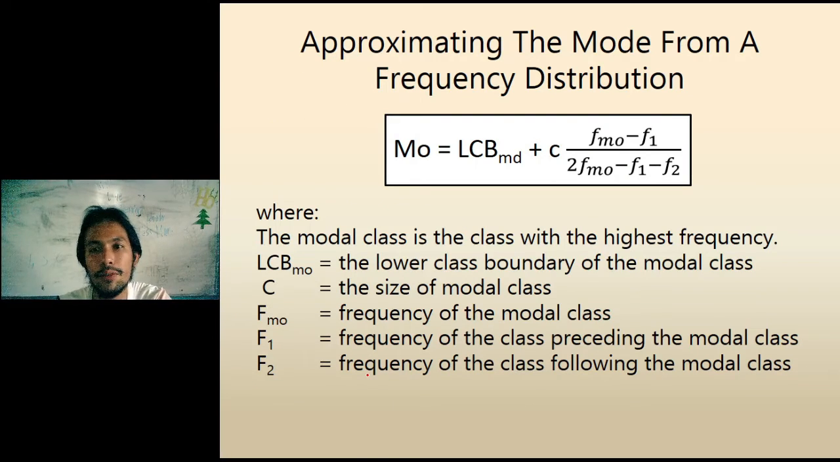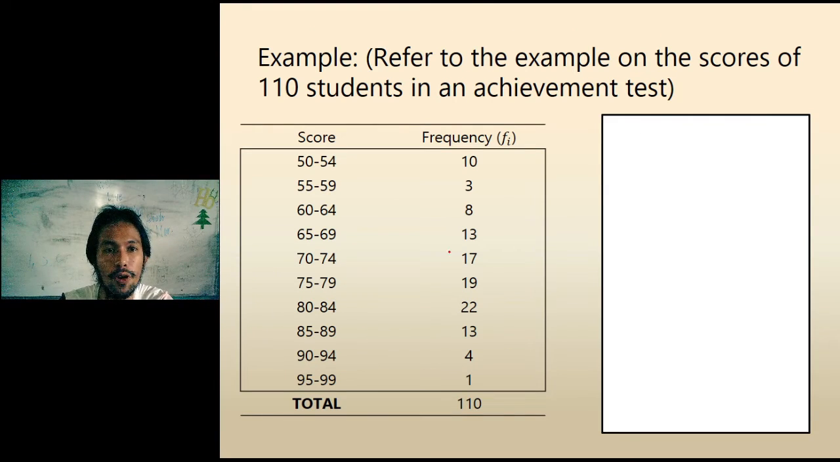So, approximating the mode from a frequency distribution. Mao ni ang atong formula, where LCB MO is the lower class boundary of the modal class, then C is the size of the modal class. So pareha ra ni kaganina pero mode na sad siya. So for example, same data.